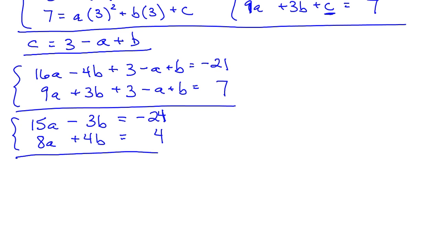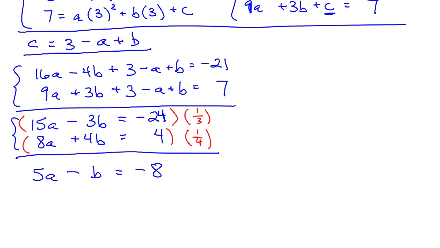All right. So again, I'm going to do this optional step. I'm going to scale everything down. Notice that the first equation is a multiple of 3, so I'm going to multiply that by a third. The second equation is a multiple of 4, so I'm going to multiply that by a fourth. You're also just basically dividing. So it's going to be 5a minus b is equal to negative 8. And then 2a plus b is equal to 1.